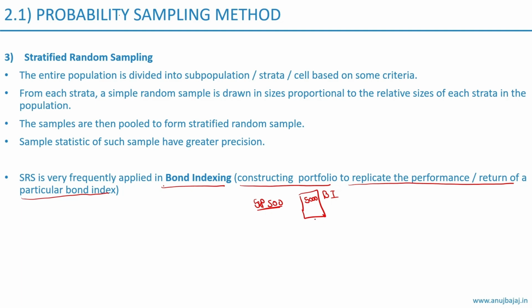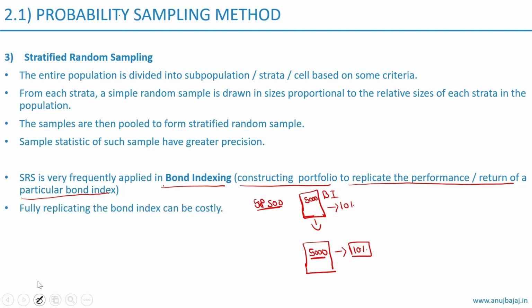A portfolio manager wants to replicate this bond index completely. That is, he wants to create a portfolio which is exactly the same as the bond index. So he wants to purchase 5,000 bonds so that the portfolio can replicate the performance of the bond index. If the bond index earns a 10% return, then the portfolio will also earn approximately 10%. But the problem with replicating a bond index completely is high transaction cost. Purchasing 5,000 bonds will lead to huge transaction cost. So fully replicating a bond index can be costly.